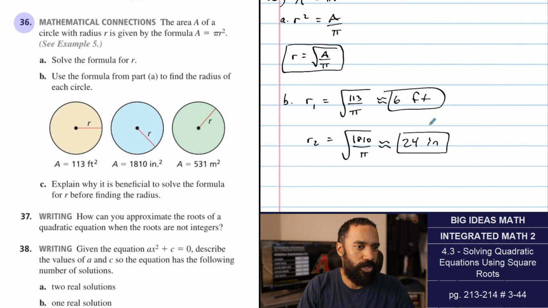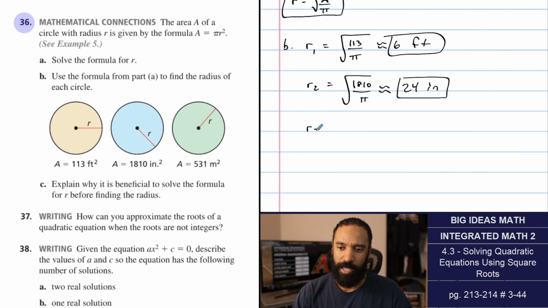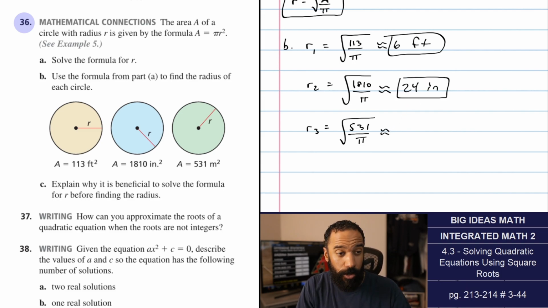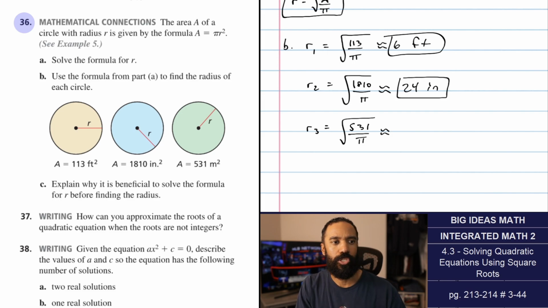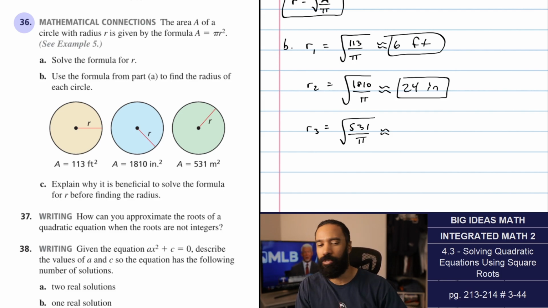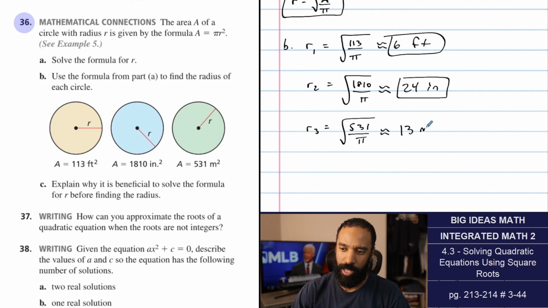So 24 inches. It's very approximate. It's 0.0029351. And then the third one's radius. Let's see if this stays similar-esque. 531 over pi. Because it's likely they found a number for the radius to use, and then they put these in. So 531 divided by pi. Okay, which is 13.000. So about 13 meters for this last one there.